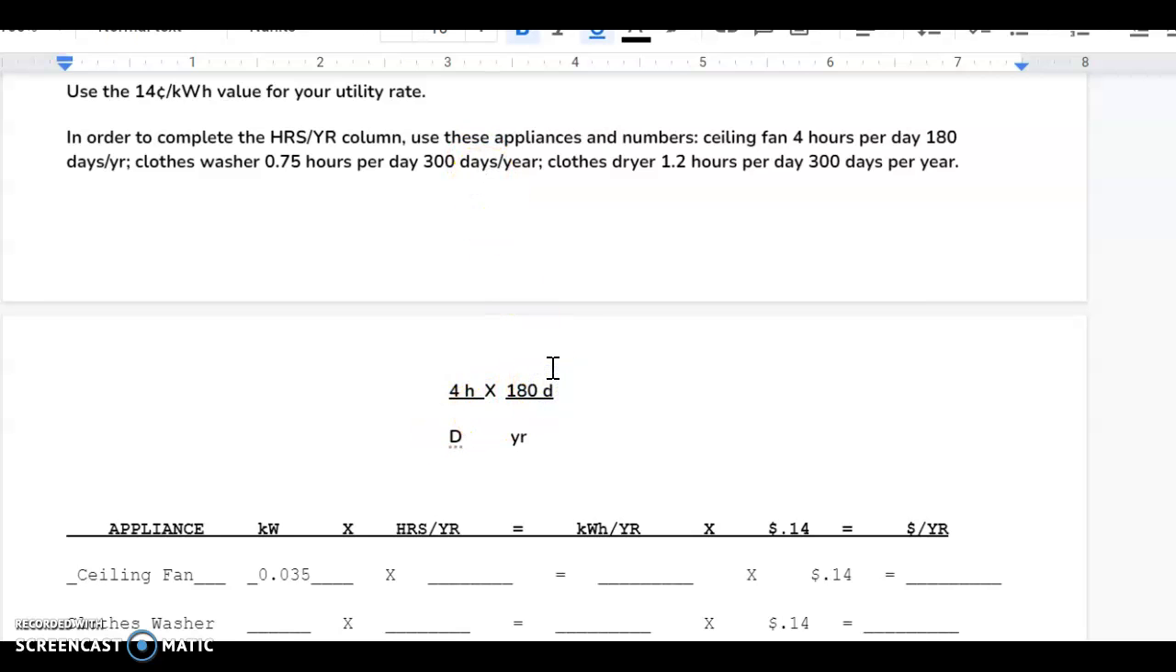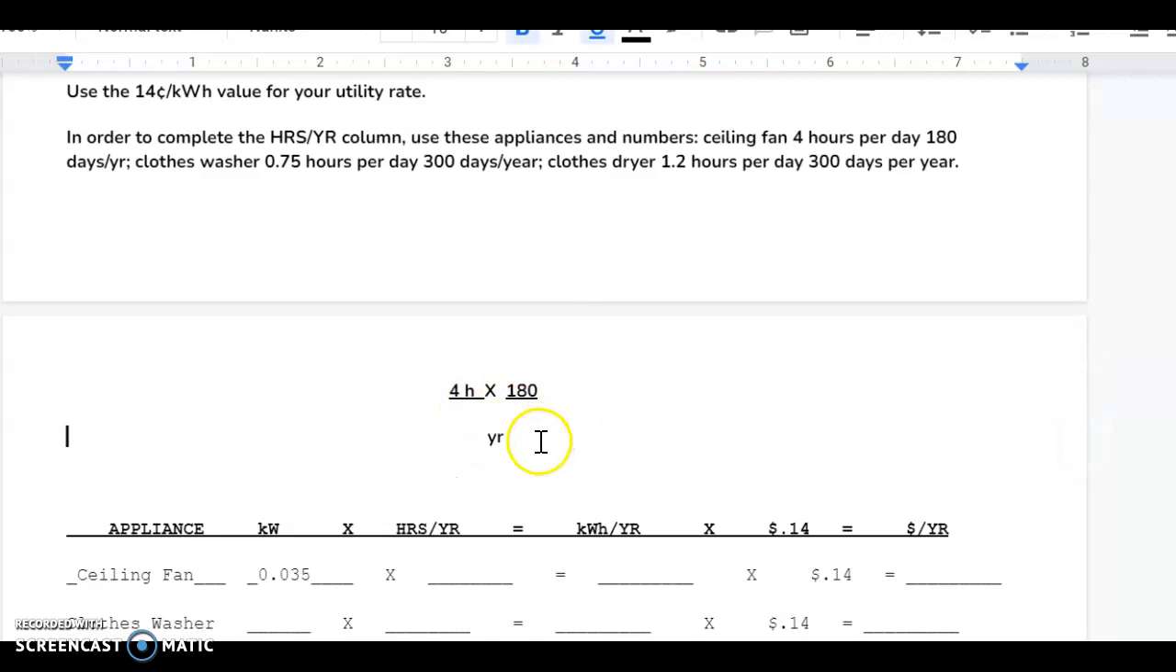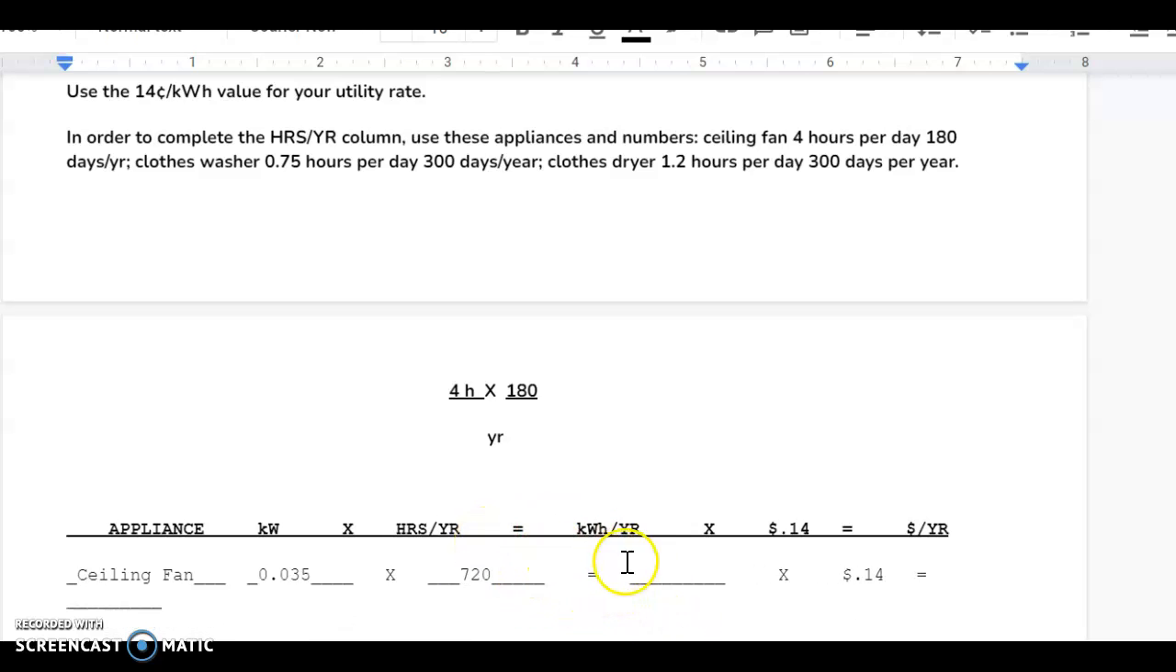Okay, I give up. I'm going to change those so they match. So what we're going to be doing is these cancel out, top and bottom you can divide by the same thing. And what you're left with is 4 times 180 hours per year. So that comes out to be 720 hours per year down here.